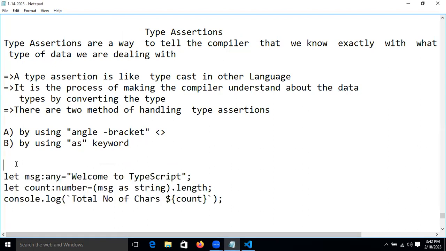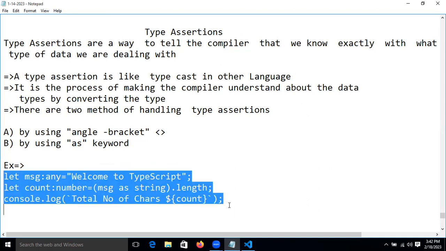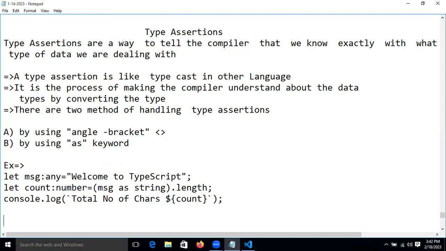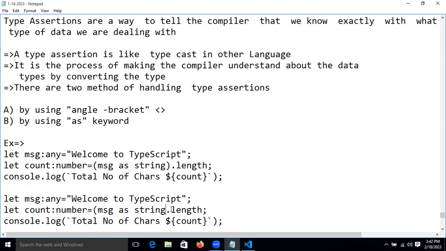Paste it. Example. Now another one: let's copy this one and paste it. Here let's make this one msg. Inside the angle bracket, take a string and make this one msg. This is example 2.